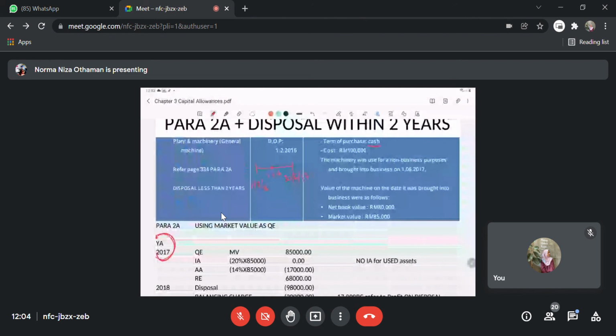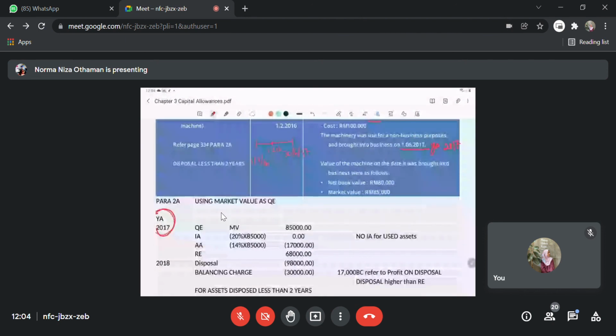Right? And then the value of machine brought, okay, so it gives two here, net book value and market value. So for paragraph 2A, which one should we use, guys? The QPE now. Market value. Okay, because this is paragraph 2A, so we do not compare whichever is lower. Paragraph 2A automatically uses market value. So that's why here you use the market value. Okay, the qualifying plant expenditure is market value.